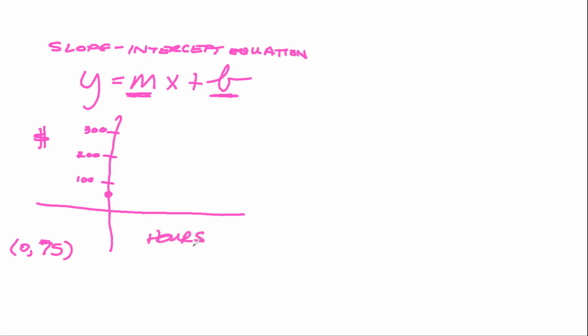And that's our y-intercept, because it's intercepting, running through the y-axis. And so that is our y-intercept. And in just a minute, I'm going to put that number right there in place of the b. But then come to find out, for every hour that this person stays at your house working on whatever it is they are fixing, they're going to charge you $50.